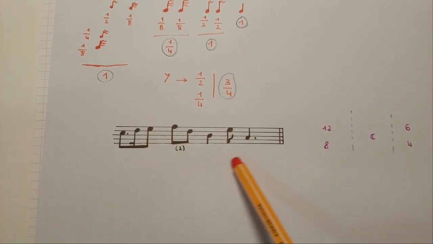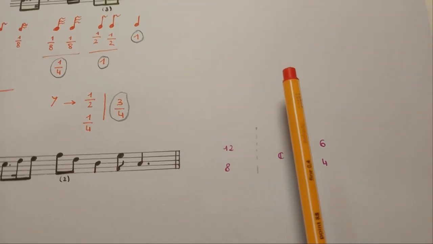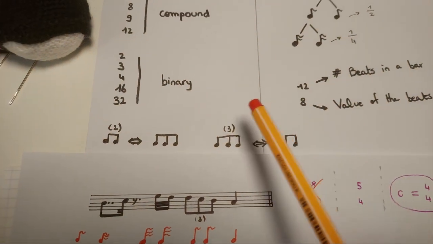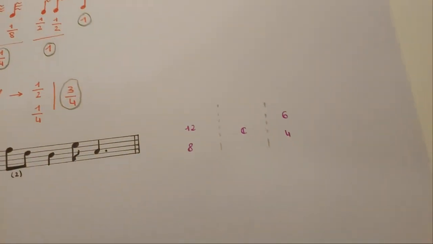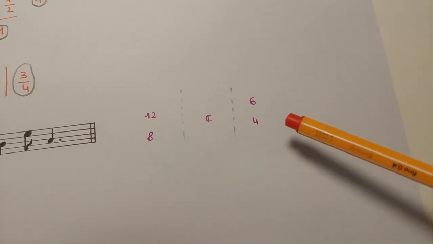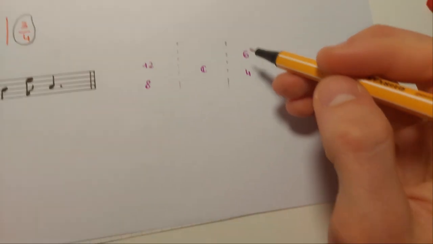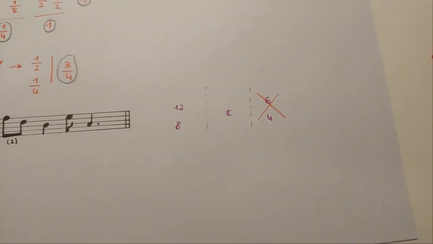So the whole bar is thus a compound one this time. So a compound on the bottom part, it can be a 6, an 8, 9, or 12. Here we have an 8, it's fine. Here we have a 4. So 4 is not possible because this is binary. So we cross it out.